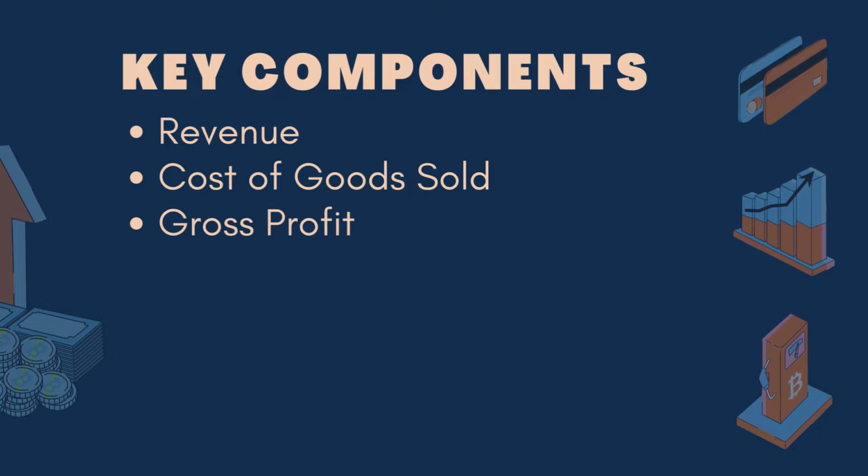Gross profit represents the result of subtracting the cost of goods sold from total revenue. It reflects the profitability of a company's core operations before considering operating expenses. Analyzing gross profit helps assess a company's ability to generate revenue efficiently.